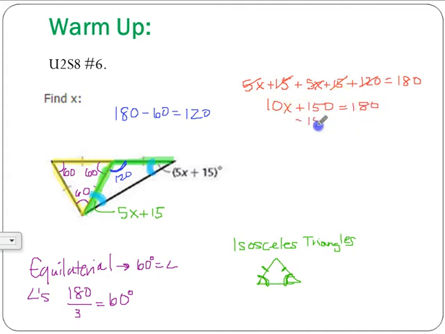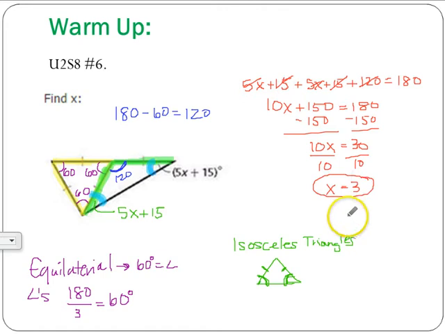Next step is to subtract our constant term from both sides. We're going to take away 150. So we get 10x equals 30. Divide each side by 10. x equals 3. And we are done.